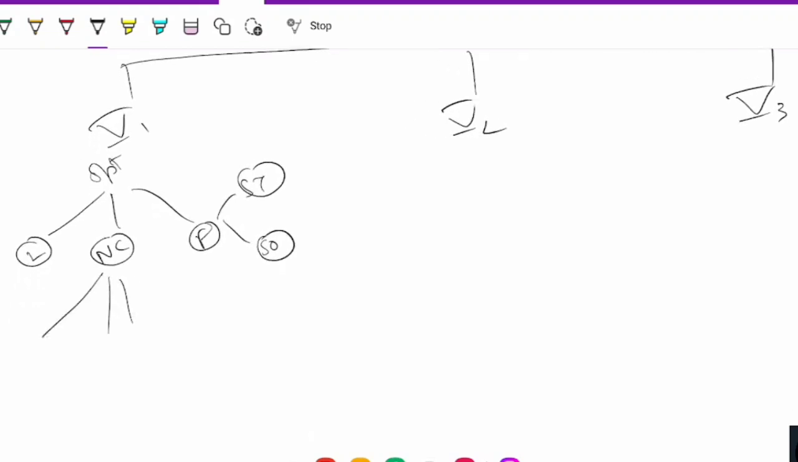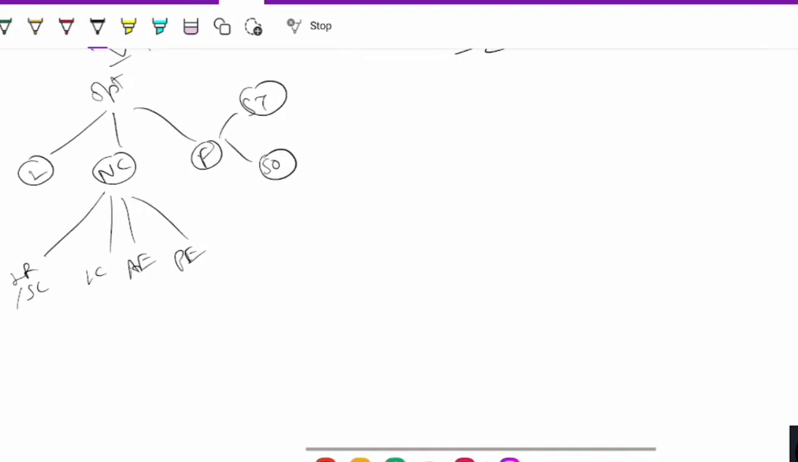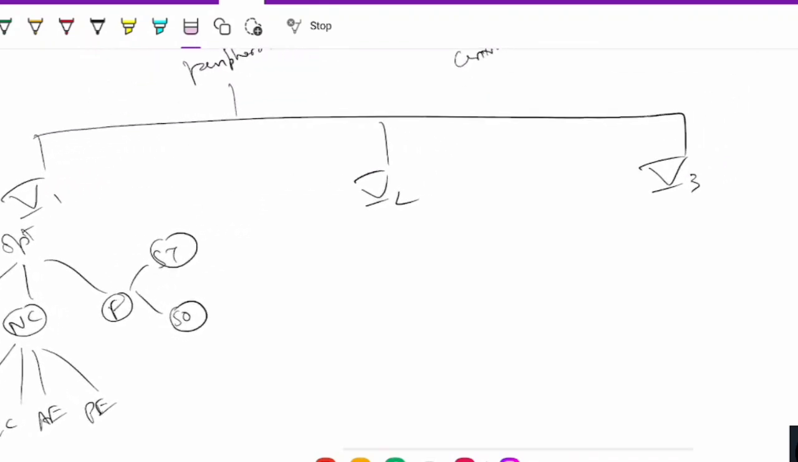Nasociliary gives off 4: long root, also known as short ciliary, long ciliary, anterior ethmoidal, posterior ethmoidal. Right? If you remember, anterior ethmoidal itself gives off 2 branches more, that were your orbital branches and nasal branches. We will not go into that. We're just giving a revision as of now.